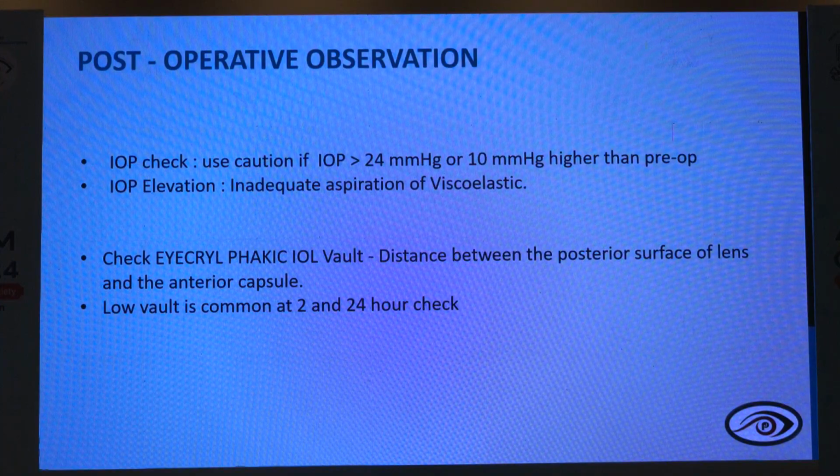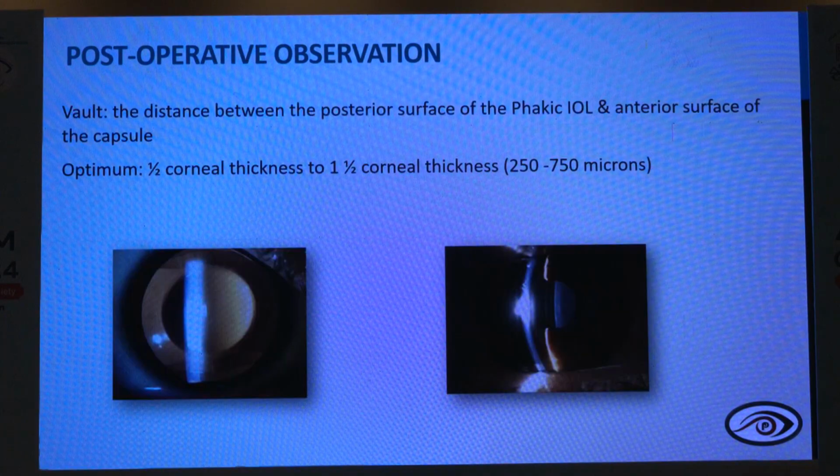So always in pre-op observation, you should look for any hike in the IOP. Always look for the vault also. So what exactly is this vault? Vault is the distance between the posterior surface of the phakic lens and the anterior surface of the anterior capsule. What should be the ideal vault? It is around half a corneal thickness to 1.5 corneal thickness, that is, between 250 to 750 micron is the ideal vault for your phakic lenses.